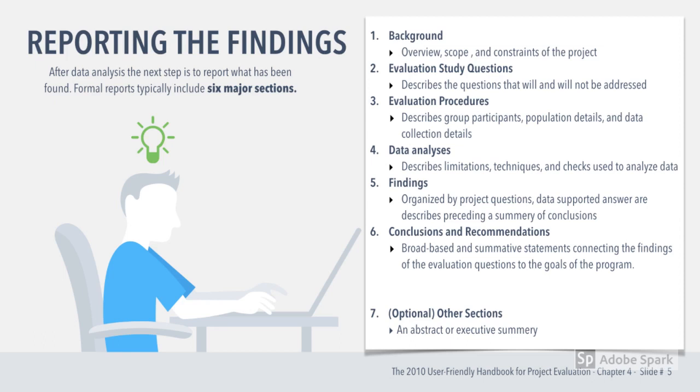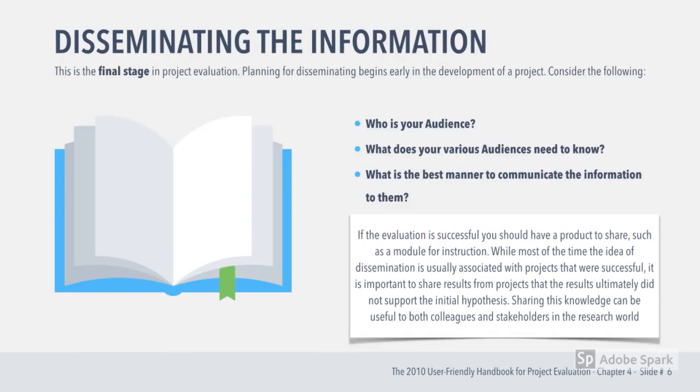In addition to the 6 major sections of a formal report, they might also include other sections, for example, an abstract or an executive summary. Disseminating the information is the final stage in project evaluation. Planning for disseminating begins early in the development of a project.